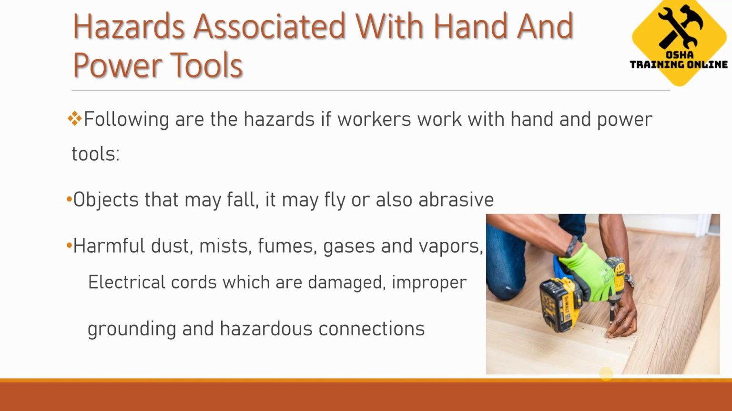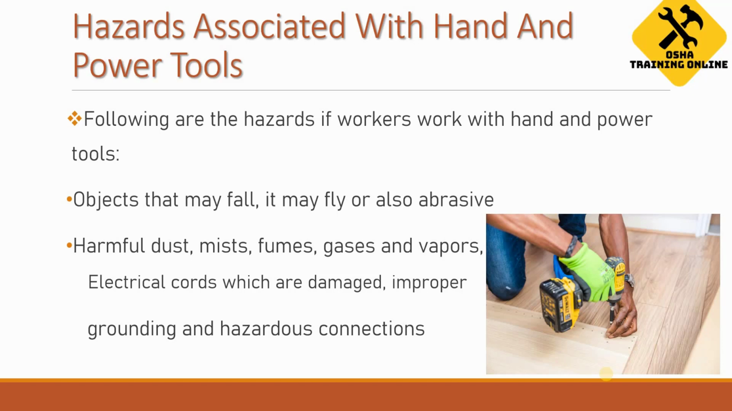Electrical cords which are damaged, improper grounding, and hazardous connections. What are electrical cords? Electrical wires. Electrical wires which may be damaged. For example, they may be cut or old, so in that case it's really dangerous and you can get electrocuted, which can kill or injure you. So it's really important to check them.